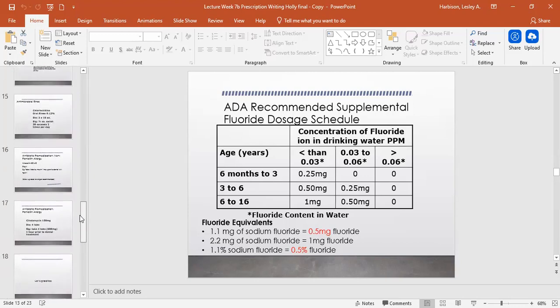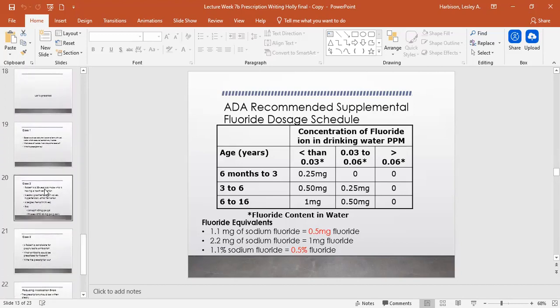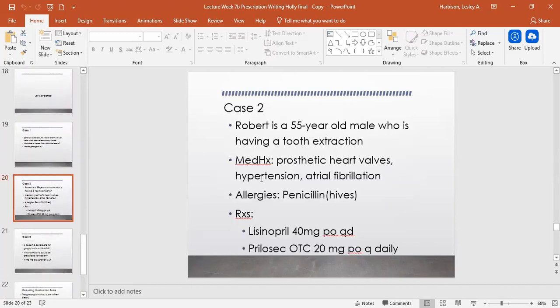Really, the pediatrician is typically the one who's going to do that anyways. I've never written a prescription for supplemental fluoride.